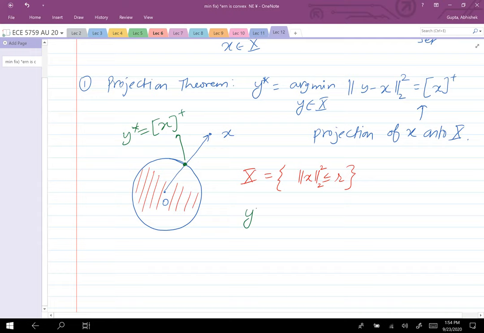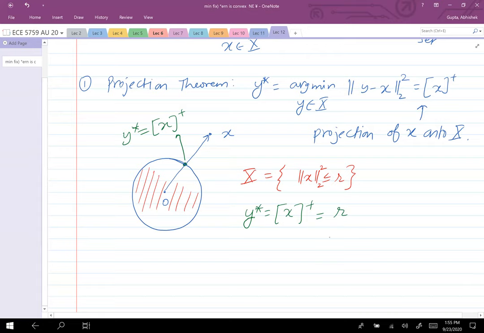Can someone tell me what is the expression for y star? So I think visually it is pretty clear that this green point is the one that's closest to X. Now the question is, what's the numerical value at that green point? What's the expression for y star? The radius. That's it? It has to have a direction. It can't be a scalar. So y star is a vector.